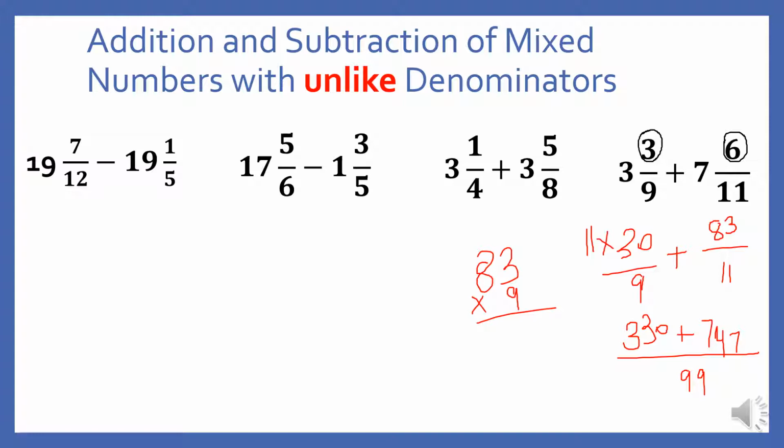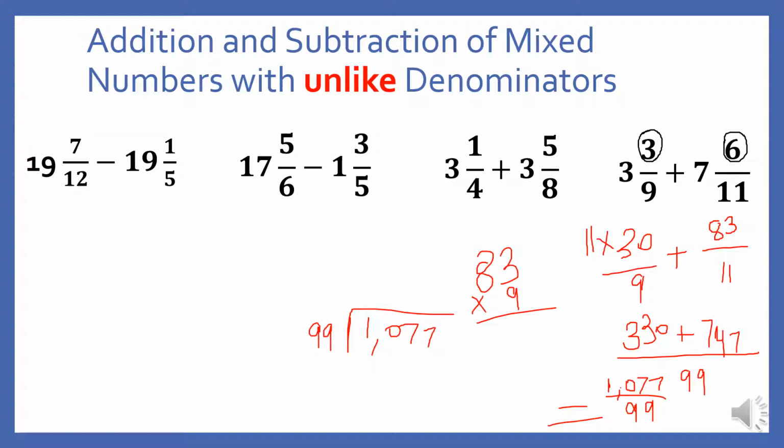Okay, now all we have to do is add our numerators. So we have 747 and 330. That's going to give us a total of 1,077 over 99. Okay, and as we know here, it's an improper fraction, so we can reduce. So we have to ask ourselves, how many times could 99 go into 1,077? Okay, we go to our working column and we divide. At this age, we're not allowed to use calculators. So we go and we divide.